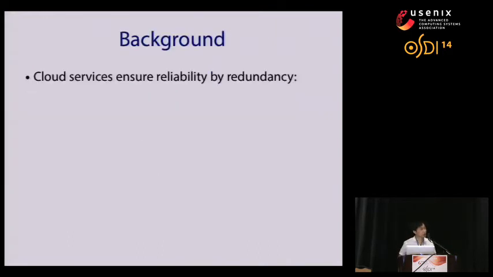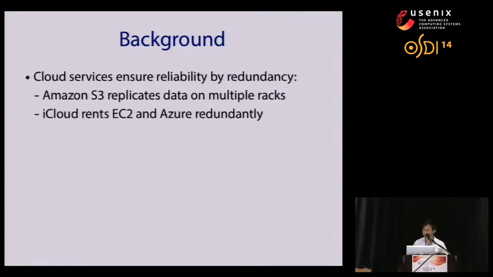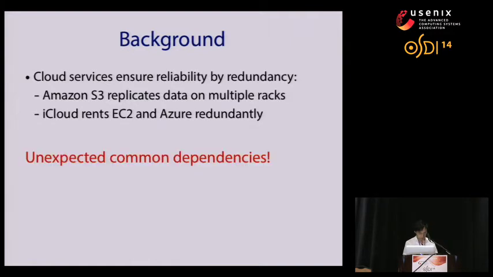Today's cloud services rely on redundancy to ensure reliability. For example, Amazon S3 replicates each data object across multiple racks. For another example, as a famous application-level cloud service, iCloud runs on EC2 and Azure for redundancy. Unfortunately, seemingly independent redundant systems may share deep and hidden dependencies. Such unexpected common dependencies may lead to correlated failures, undermining the redundancy efforts.